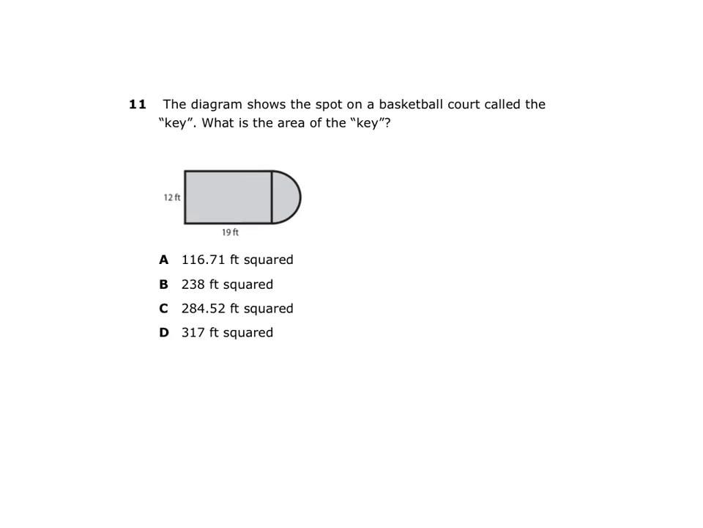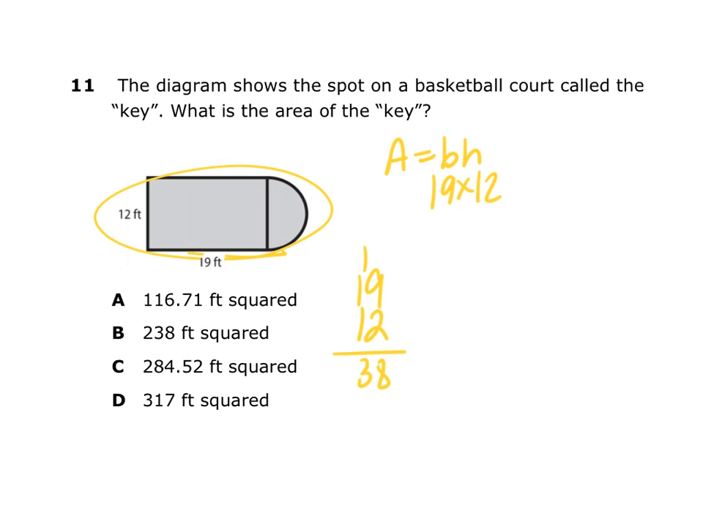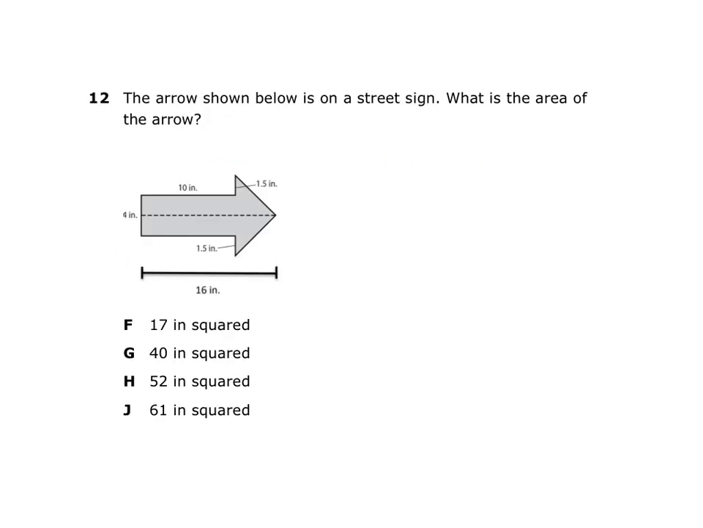Number 11, the diagram shows the spot on the basketball court called the key. We decided this wasn't the key, but we're going to work with it anyway, so we're going to say this is the key. Then we're going to say 19 times 12, base times height, and we have 228 for this piece. Then we need a semicircle. The area is shown below.